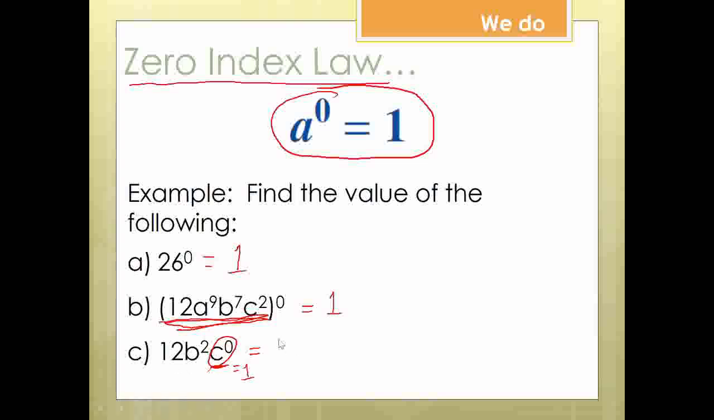So what do we do about the rest of it? Well, we still have 12b squared. And what's in between the b squared and the c to the power of 0? It's a multiplication sign. So we've got 12b squared multiplied by 1 because c to the power of 0 equals 1. And so 12b squared times 1 just becomes 12b squared.